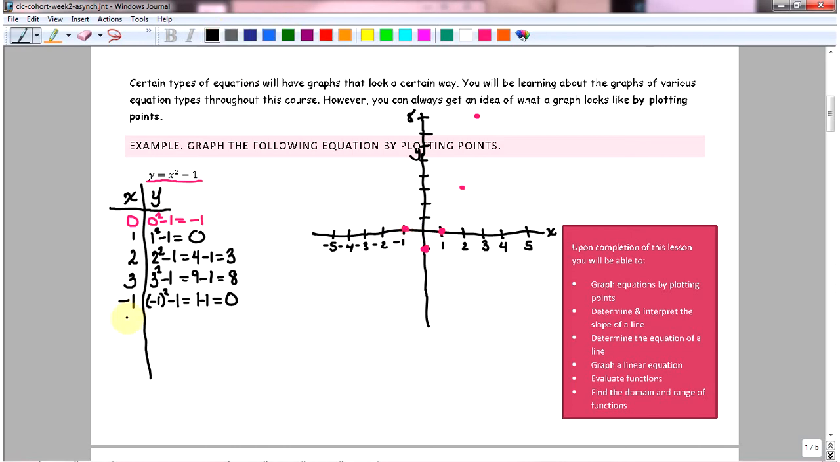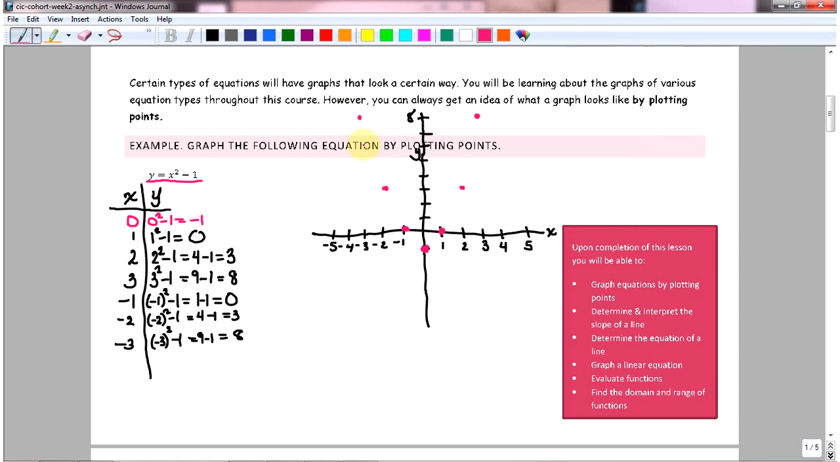Okay, next, if I plug in negative 2, we'll have a negative 2 quantity squared minus 1. So that gives us a 4 minus 1, or a positive 3. So we have the point negative 2, comma, positive 3. And I'm going to go ahead and plug in a negative 3 for my x. So we have a negative 3 quantity squared minus 1 is equal to a positive 9 minus 1, or 8. So notice for all of these negative x values, for this equation we're coming up with the same y values as we did for the other side.